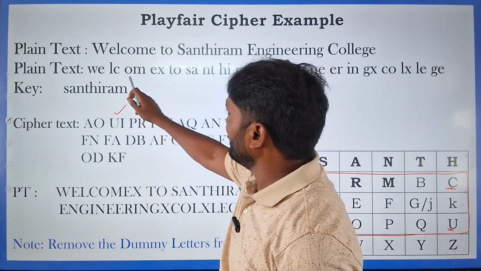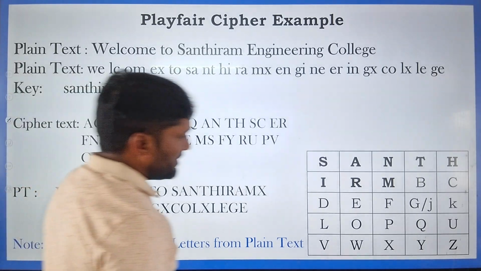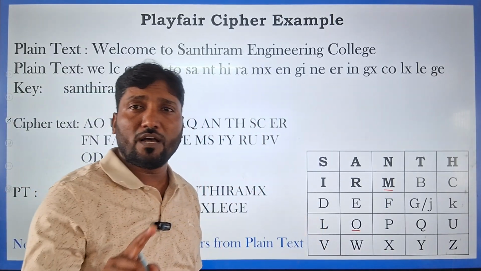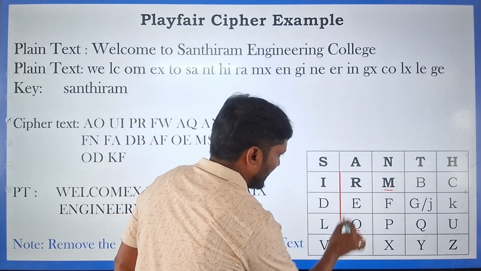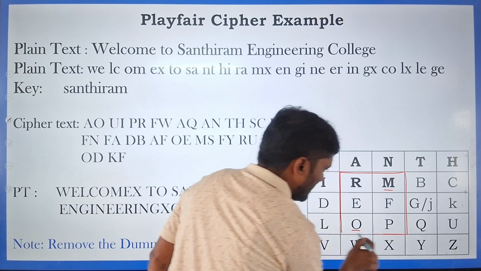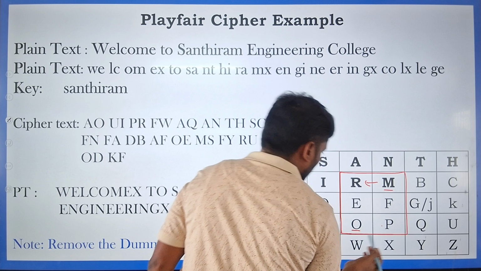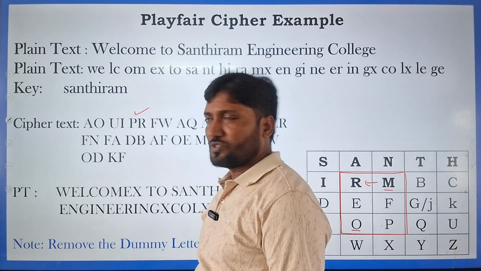What is the next one? OM. Where is the OM? There is an O, there is an M. Both are not in the same column, and both are not in the same row. What do we have to do? We have to make a rectangle. Now what is the opposite letter for O? P. For M, R. So PR.